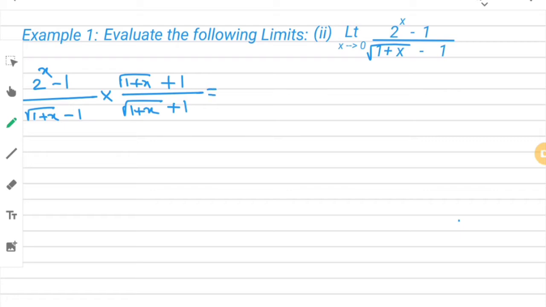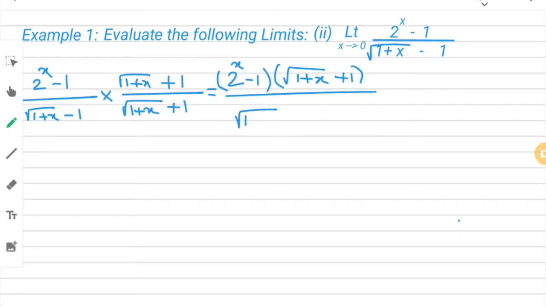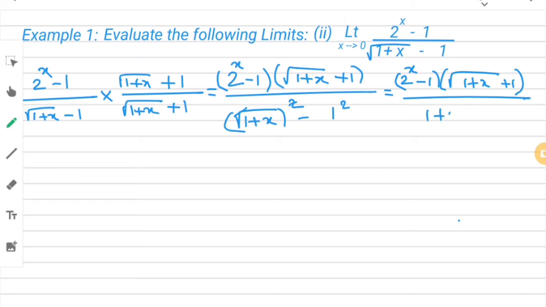In the numerator I multiply as well, there is no change: (2 power x minus 1) into (root of 1 plus x plus 1). In the denominator I have the form (a minus b) into (a plus b), so I can change it as a square minus b square. Here a is root of 1 plus x, the whole square, minus b, which is 1, squared. The root and this square will get cancelled. In the numerator there is no change. So (2 power x minus 1) into (root of 1 plus x plus 1) whole divided by 1 plus x minus 1, and this plus 1 and this minus 1 will get cancelled.